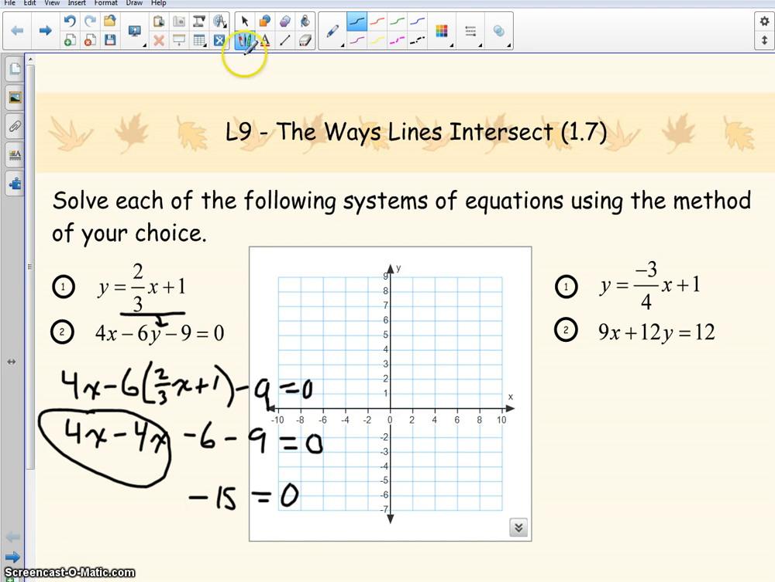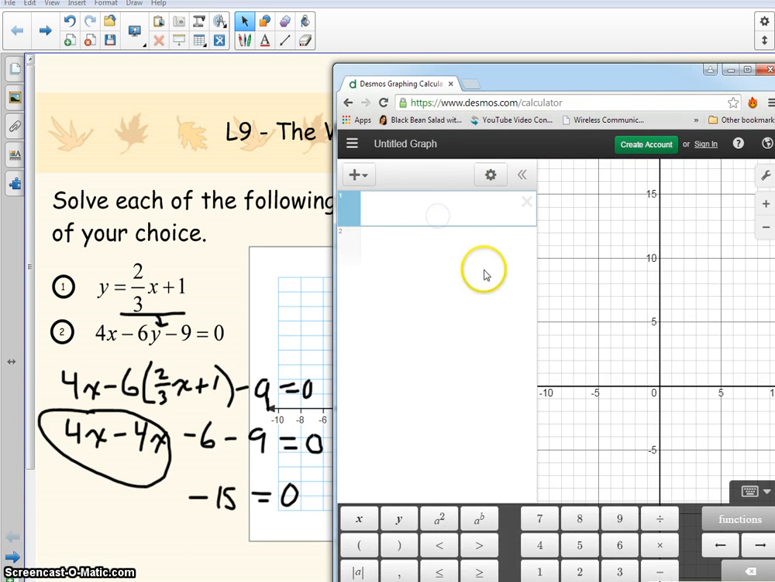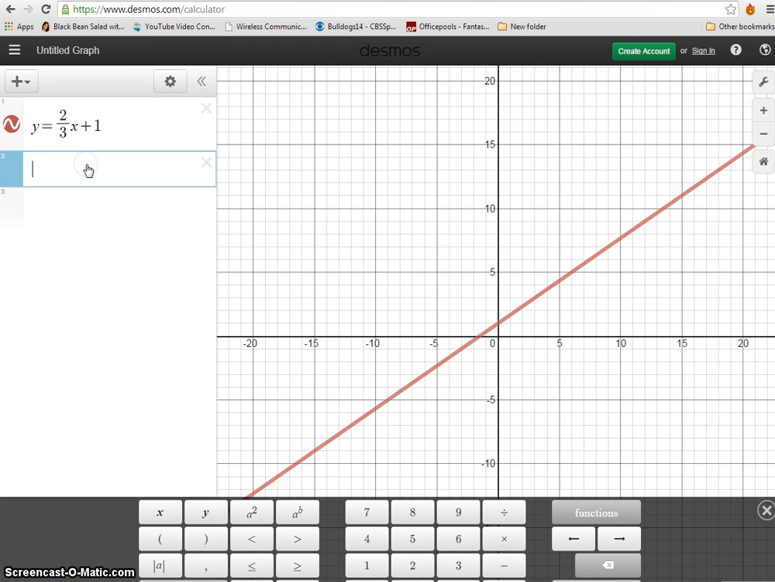So try and figure out what's going on here. Let's try and take a look at the graphs of each one. So if I try and graph y equals 2 over 3x plus 1 and 4x minus 6y minus 9, what's going to happen? Let's take a look at Desmos. So I'm going to open up Desmos here and let's see what happens. So I'm going to have y equals 2 over 3x plus 1. Okay, this looks about how you'd expect. Then we're going to have 4x minus 6y minus 9 equals 0. And here's where you see where the problem was. These two lines are actually parallel to each other.